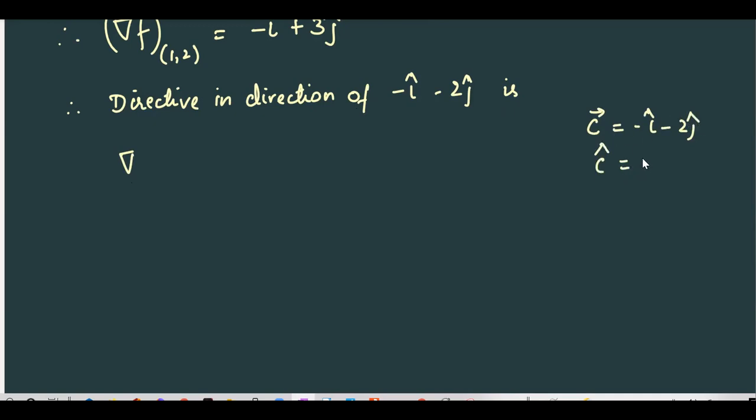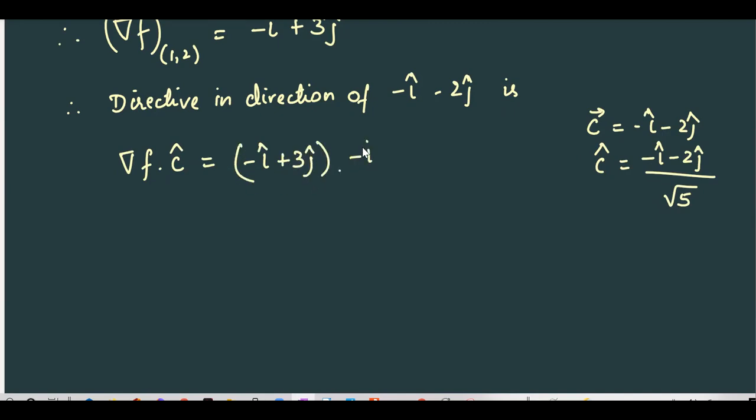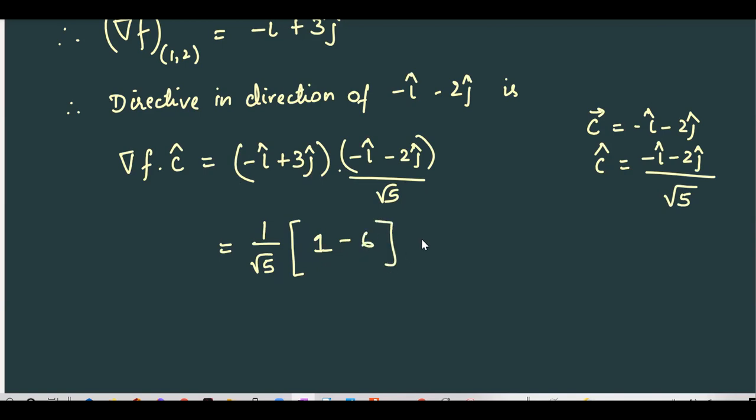So C cap will be minus i minus 2j upon under root of 1 square plus 2 square, under root 5. So grad f dot C cap is being asked. So that is minus i plus 3j dot minus i minus 2j upon under root 5. This will be 1 upon root 5 times minus 1 into minus 1 is 1, plus 3 into minus 2 is minus 6. So we get minus 5 upon root 5, which is minus root 5.